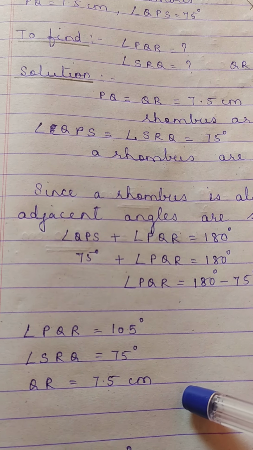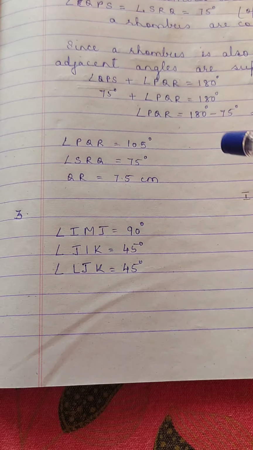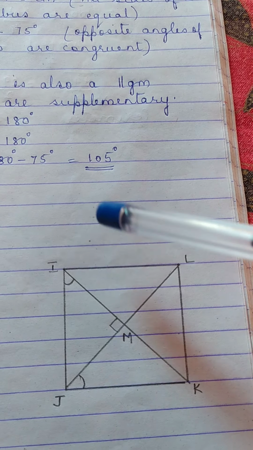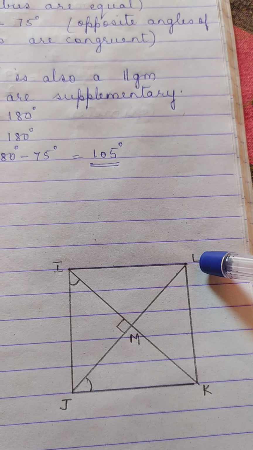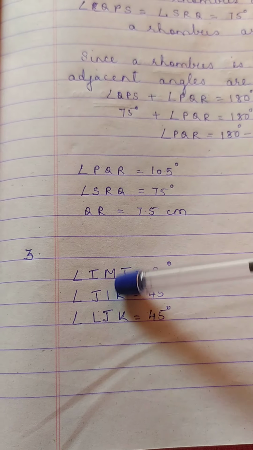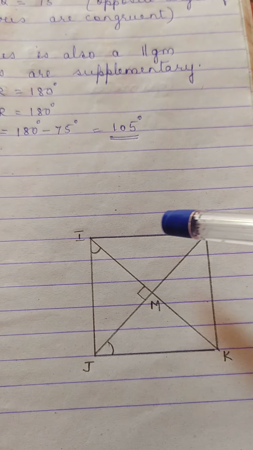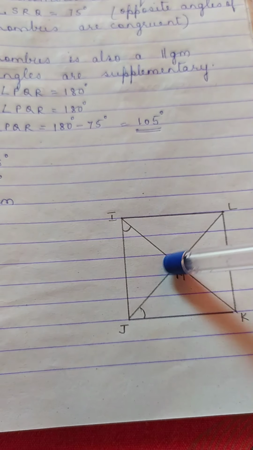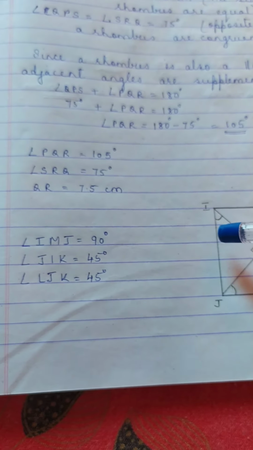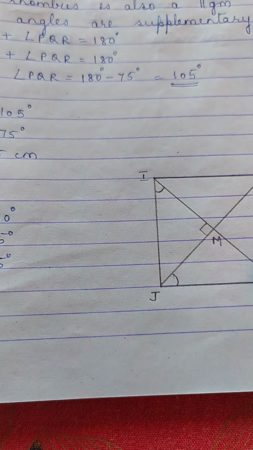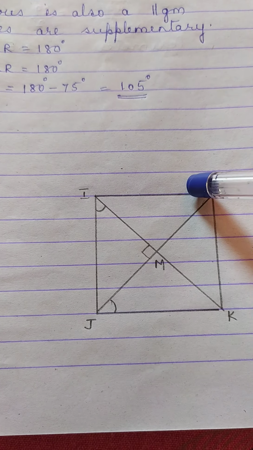Okay. Next we go to question number 3. Very simple question. Diagonals of a square. IJKL is a square and the diagonals intersect at M. Find the measures of these 3 angles which you have to find out. Now we know that all angles are 90 degrees. We know that the diagonals of a square are perpendicular bisectors. So first question, angle IMJ is 90 degrees. Reason? The diagonals of a square are perpendicular bisectors.